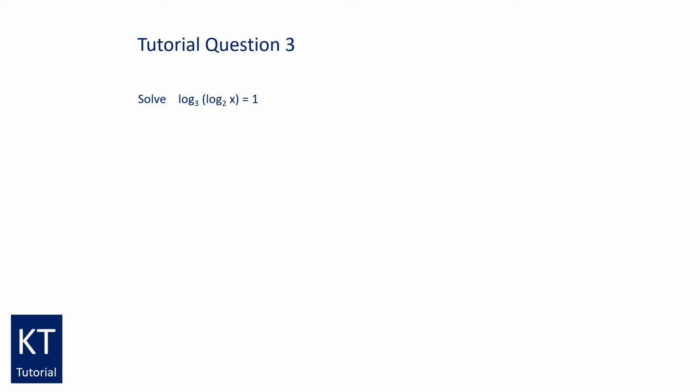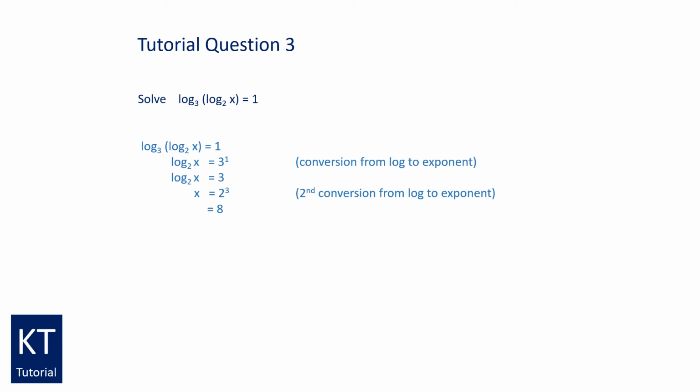Tutorial question 3. Solve the following equation. The first step involves changing its log to base 3 to an exponent, making the equation into log x with base 2 being equal to 3 to the power 1, which is 3. You would perform this conversion again, enabling x to be equal to 2 to the power 3, which is 8.